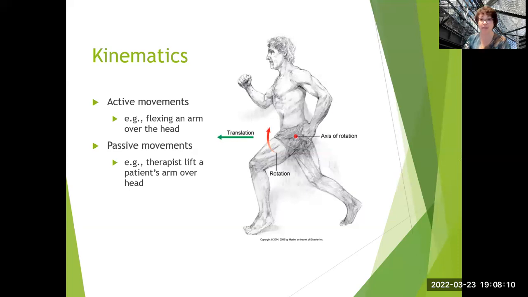So active versus passive: is the muscle the prime mover, or is there another force that's the prime mover, like gravity or someone else lifting your arm, or your other arm lifting your arm? That's still a passive movement in the arm that's being lifted. A lot of times we will talk, and we'll talk a lot in physical therapy, about active and passive range of motion, and we'll practice some movements in lab.